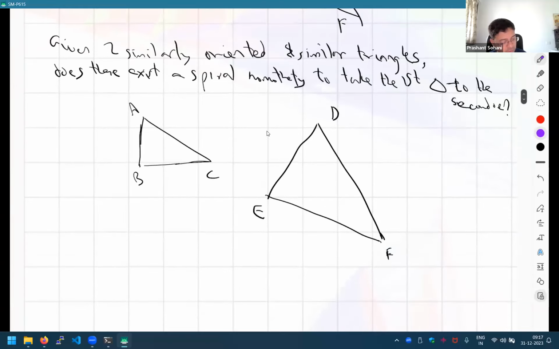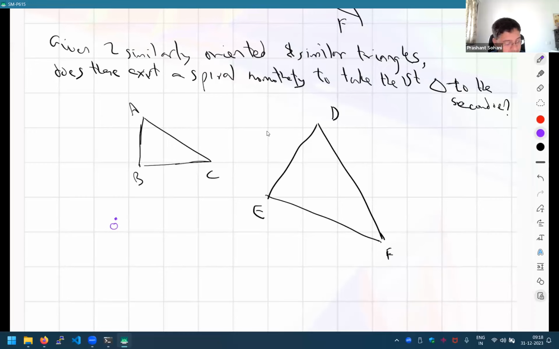So what we're interested in is to locate some point O in the plane. And let me just roughly estimate where that will be. Maybe somewhere over here. Okay, so this is the point O which I want to locate, such that around this point O, some suitable angle and ratio will convert one triangle into the other triangle.